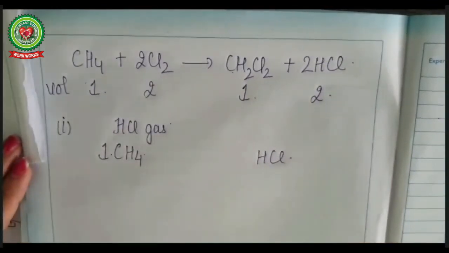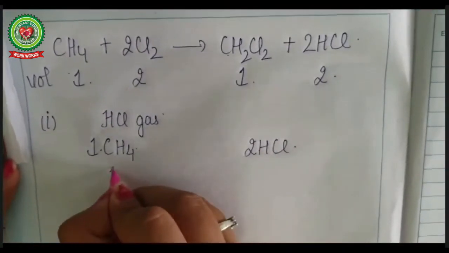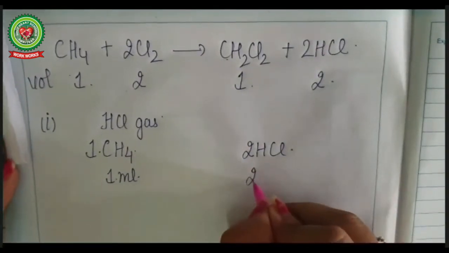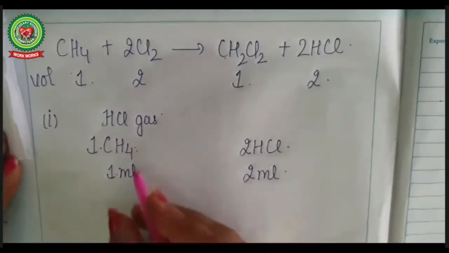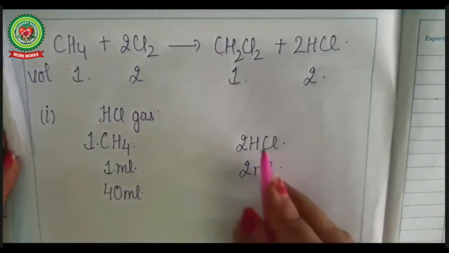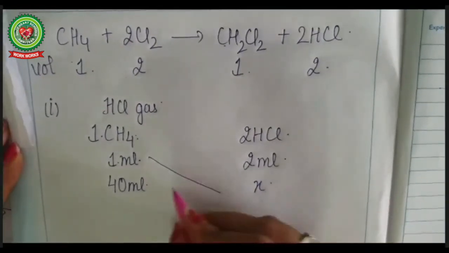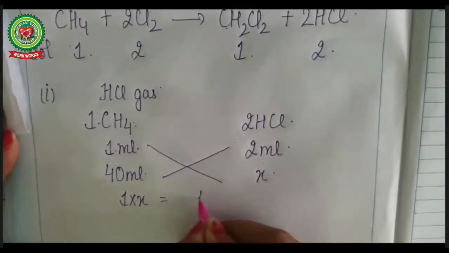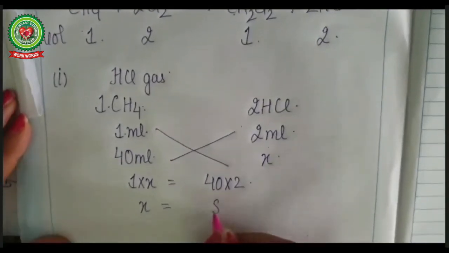1 mole of CH4 will give 2 mole of HCl. So the volume will be 1 ml of CH4 will produce 2 ml of HCl. So we are provided with the value of CH4, that is 40 ml, and we had to calculate the value of HCl, which will be X. So on doing cross multiplication, we will get 1 into X is equal to 40 into 2 and X is equal to 80 ml.